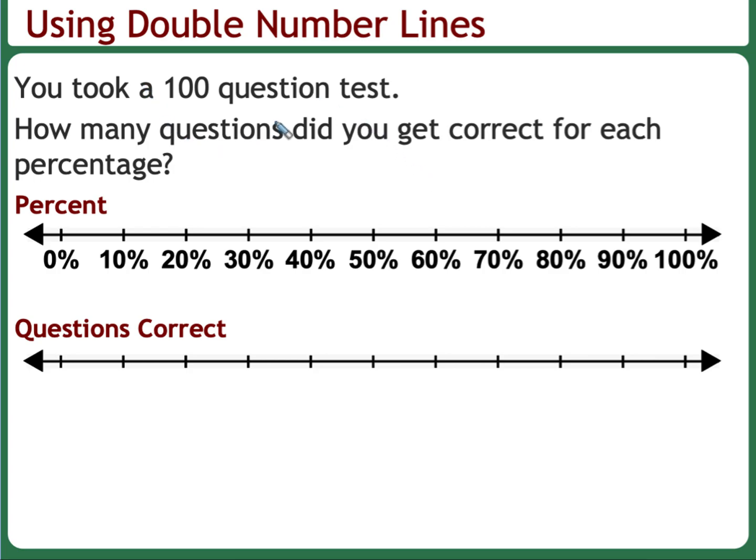So again, you have that 100-question test. How many questions did you get correct for each of the percentages? Well, obviously if you got 100%, you would have gotten 100 correct. And 90% means 90. And we go on down the line and see that for a 100-question test, it matches up. The percent is how many you got correct all the way down to 0.